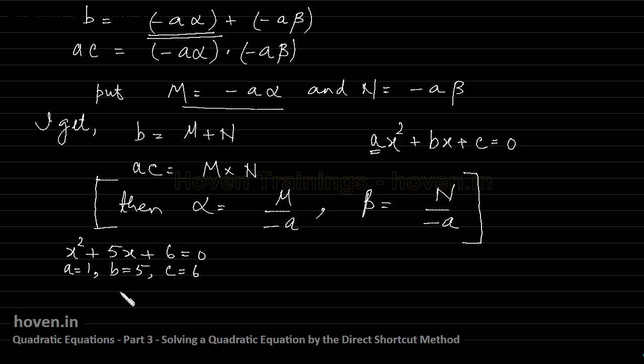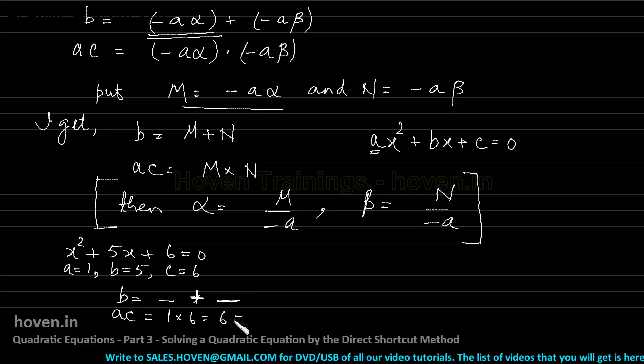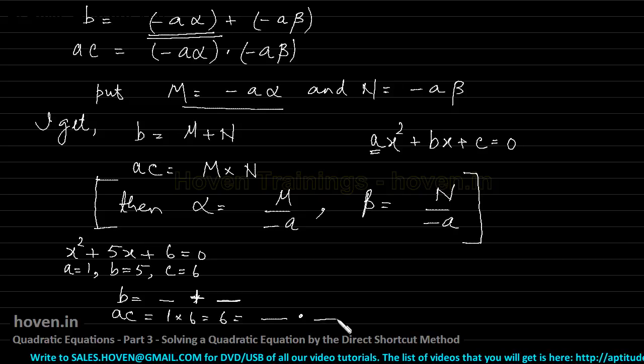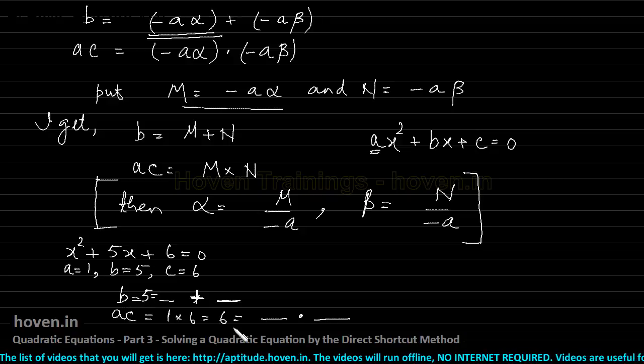Now we have to find two numbers, the sum of which is equal to b, and the product is equal to AC, that is 1 into 6 is equal to 6. So we have to find two numbers whose product is 6 and whose sum is b, b is 5. So we have to find two numbers which will be added to 5 and which will be multiplied to 6, because b is 5 and AC is 6. This is b and this is AC.